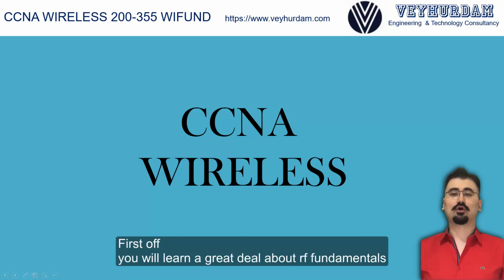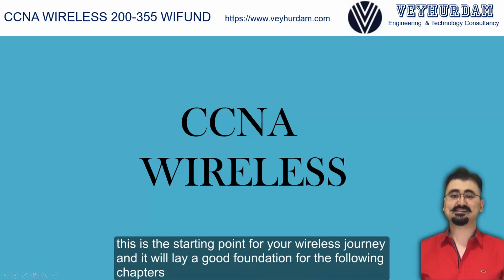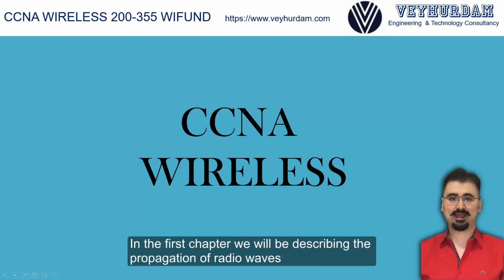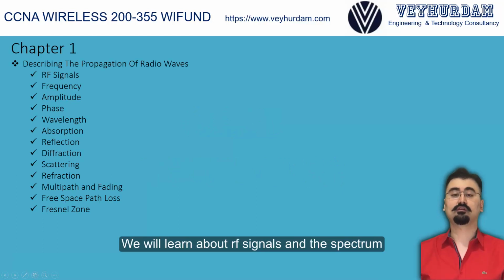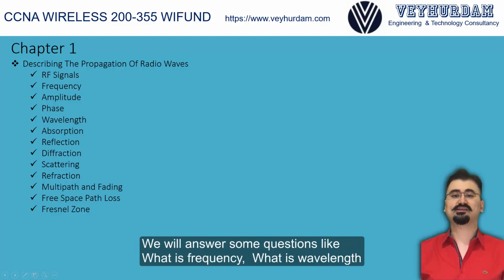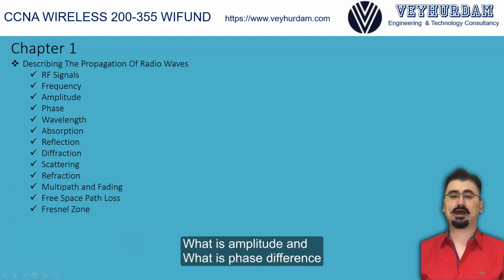First off, we will learn a great deal about RF fundamentals. This is the starting point for your wireless journey, and it will lay a good foundation for the following chapters. In the first chapter, we will be describing the propagation of radio waves. We will learn about RF signals and the electromagnetic spectrum. We will answer some questions like, what is frequency, what is wavelength, what is amplitude, and what is phase difference.